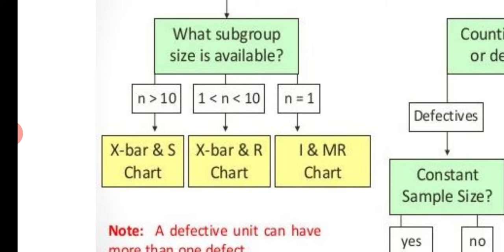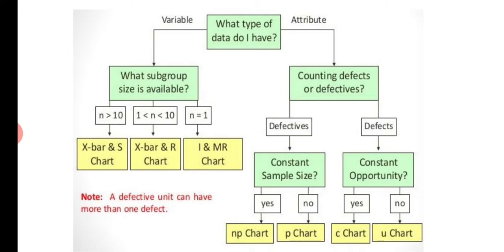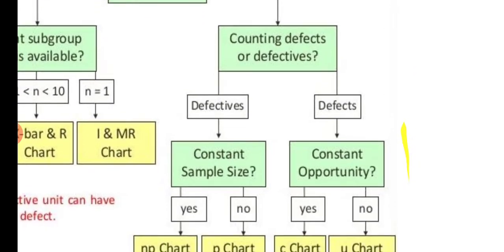If your sample size n is above 10, then we will go for X bar and S. S is based on standard deviation. Another type: if n equals 1, only one sample, you have to go for I and MR chart.